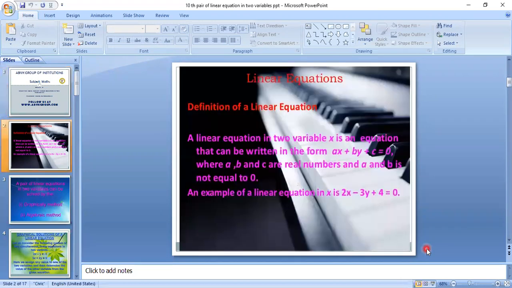First I want to explain what a linear equation is. Definition of a linear equation: a linear equation in two variables x and y is an equation that can be written in the form ax plus by plus c is equal to 0, where a, b and c are real numbers and a and b are not equal to 0. An example of a linear equation is 2x minus 3y plus 4 is equal to 0.